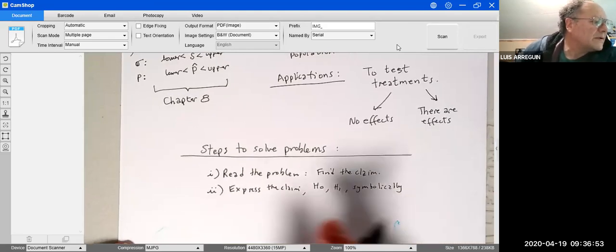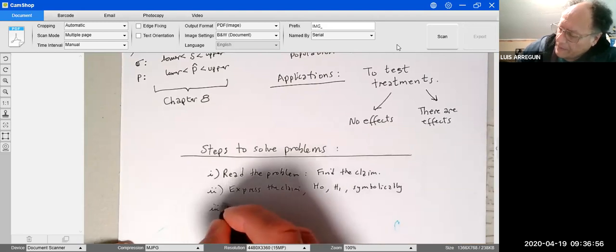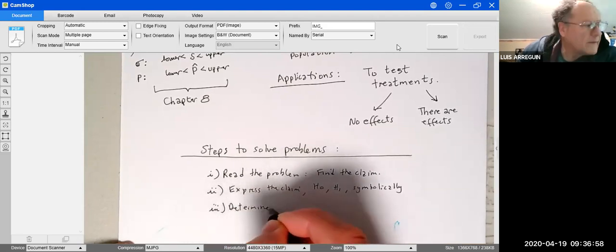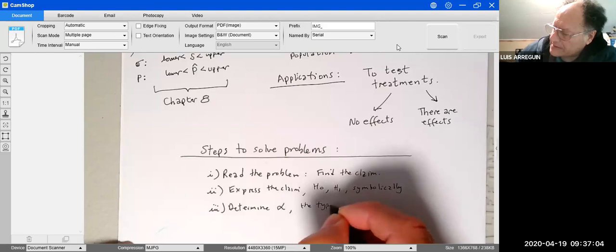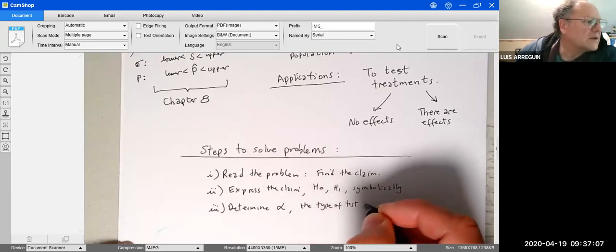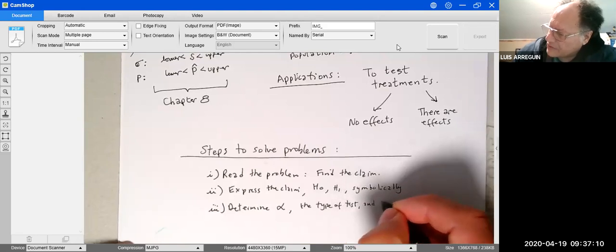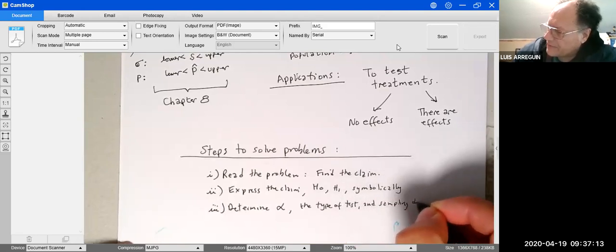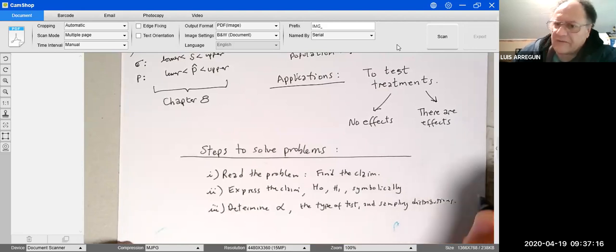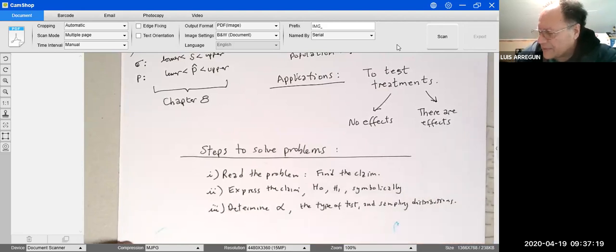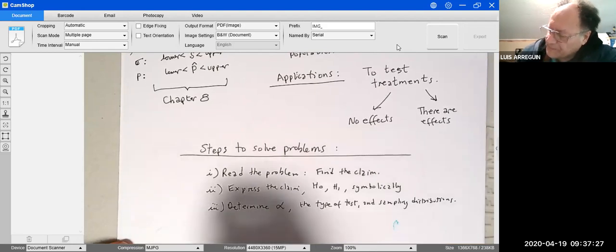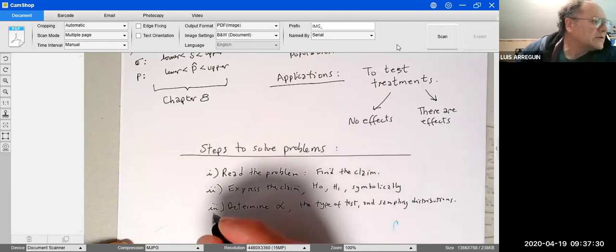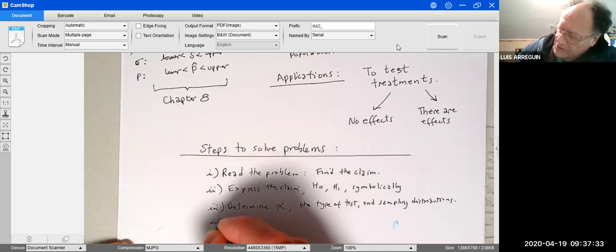So later we're going to determine the significance level alpha, the type of test that we're going to conduct, and also the sampling distribution that we need to use. You are familiar with sampling distributions now. You know that if you want to know something about the mean, you use a sampling distribution. If you want to know something about the standard deviation, you use a different sampling distribution. If you want to know about the proportion, then you have the corresponding sampling distribution.